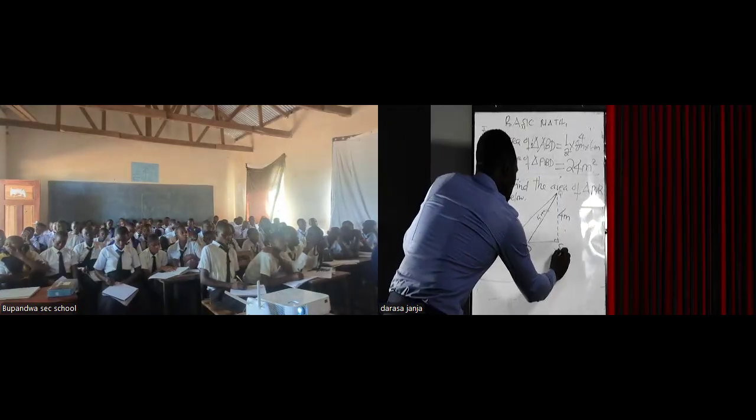S. The distance from R to S, let's say it is 10 meters. So they're asking you to find the area of this triangle. If you are aware of the idea I've given you, you have to know where the height is. The height is outside.